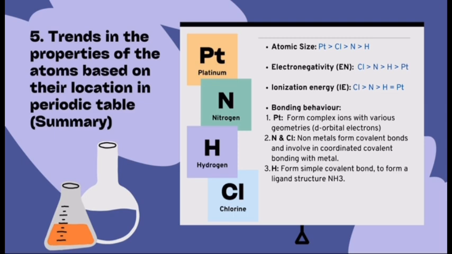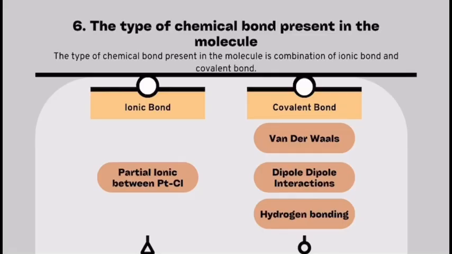For the bonding behavior, we will talk about it one by one, starting with platinum. Platinum will form complex ions with various geometries, due to its d orbital electrons. Nitrogen and chlorine, which are nonmetals, will form covalent bonds and be involved in coordinate covalent bonding with the metal. Hydrogen will form simple covalent bonds to form the ligand structure NH3, which does not directly involve platinum.